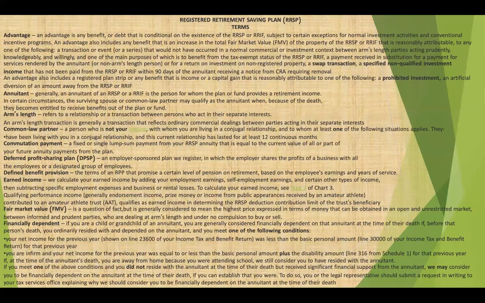Fair market value is a question of fact, but is generally considered to mean the highest price expressed in terms of money. Financially dependent. If you have a child or grandchild, you are generally considered financially dependent on the annuitant. Then your net income for the previous year was less than the basic personal amount, or you are infirm, or your net income for the previous year.